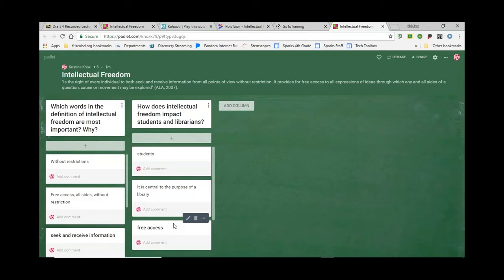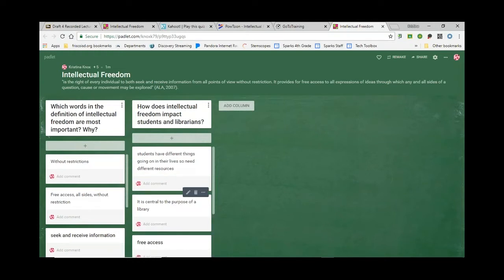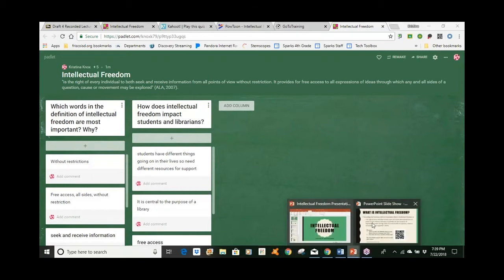Moving on to the next question about how it impacts students and librarians. Someone wrote that it's central to the purpose of the library, and I totally agree with that. We are expected to uphold intellectual freedom and allow these students to come into a place where they can look for information and search for the things they're trying to find, whether it be simple information on an animal, or information on something going on at home, or something else they're dealing with that maybe they don't want to talk to anyone else about. It gives them the freedom and a safe place to come. All right, I will move back to my PowerPoint.